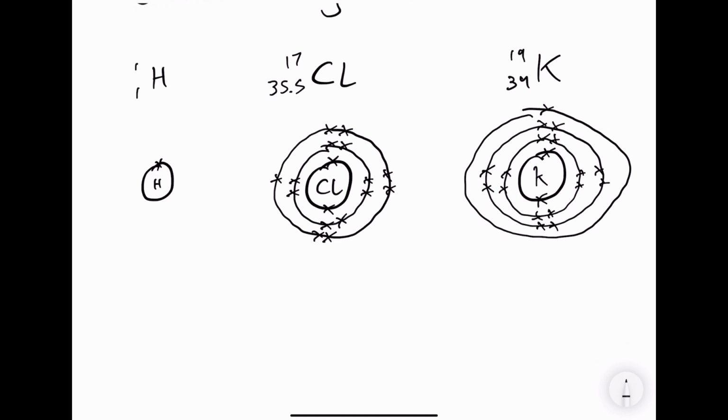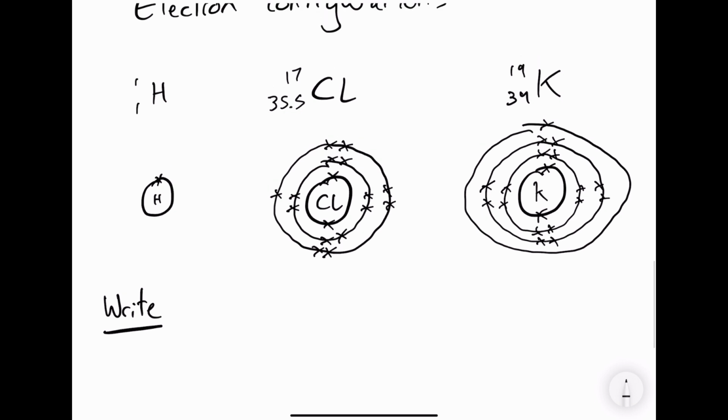Now, as well as drawing the electron configurations, you may be asked to write electron configurations. If we were to do that for hydrogen, you'd simply put H for hydrogen and then 1, because hydrogen has 1 electron in one shell. For chlorine, you'd put the symbol for chlorine and then 2 in the first shell, comma, 8 in the next shell, comma, and then 7 in the last shell.